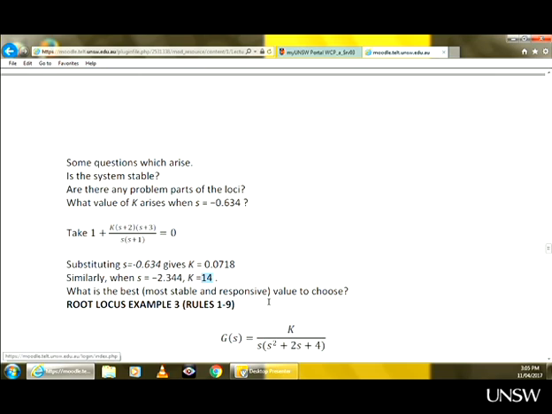No. Zeros, that's where k equals infinity. So the root locus goes towards the zeros because you're increasing k from 0. And this is the path. One goes like this, the other one goes like that.